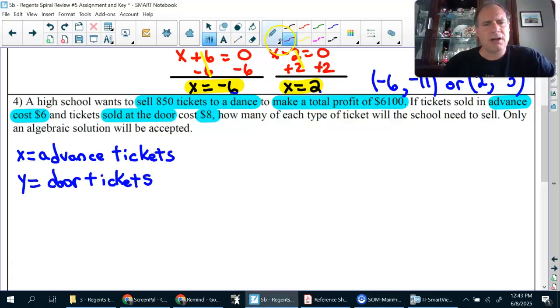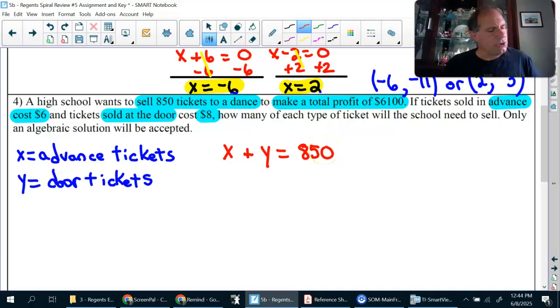So I always, if I'm looking for a system of equations and looking to see if I could solve this, I always start with the easiest thing first. It's the amount of the tickets that are being sold, not the money, but just the amount. So we have advance tickets being sold, and we also have door tickets being sold. How many tickets? They want to sell 850, so that is what we're going to set that equal to. So right now, do you see you have just the amount of tickets?